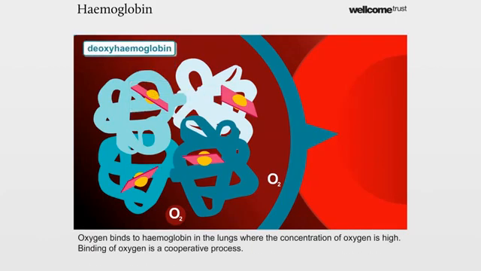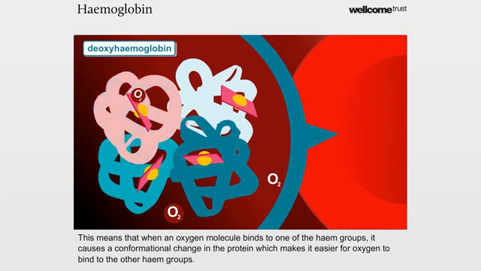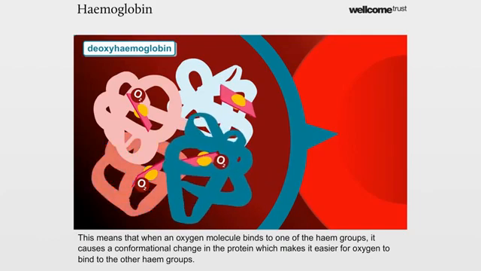Oxygen binds to hemoglobin in the lungs, where the concentration of oxygen is high. Binding of oxygen is a cooperative process. This means that when an oxygen molecule binds to one of the heme groups, it causes a conformational change in the protein, which makes it easier for oxygen to bind to the other heme groups.